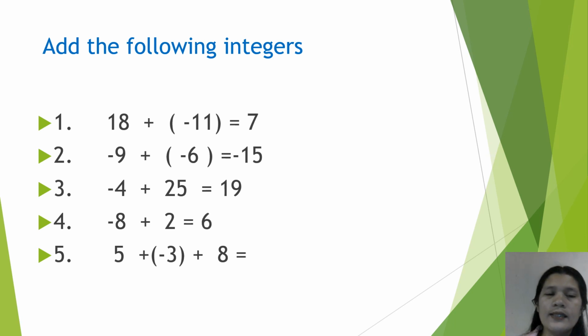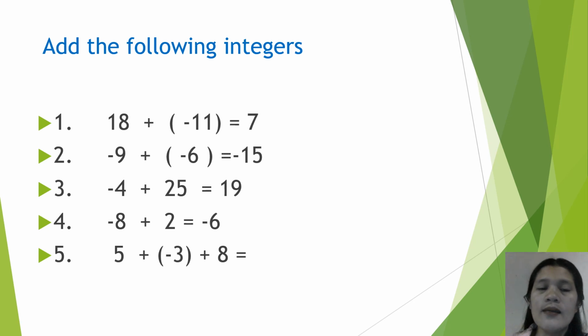Another, negative 8 plus 2. So, find the difference of the two numbers. Then, the answer is 6. So, is our answer positive or negative? It should be negative because the number that has a greater absolute value is negative, which is 8.